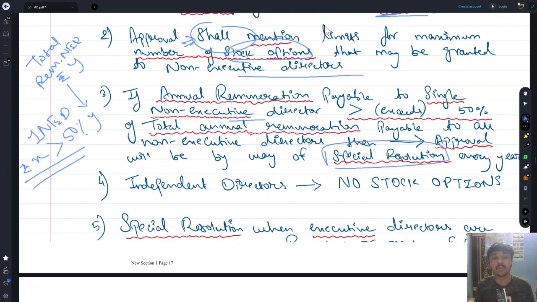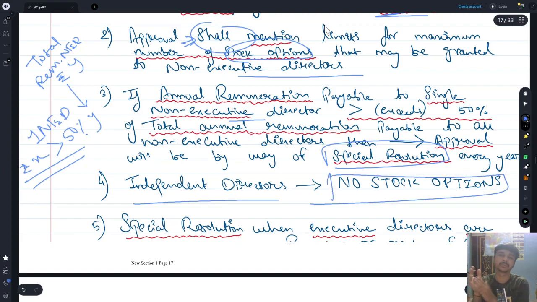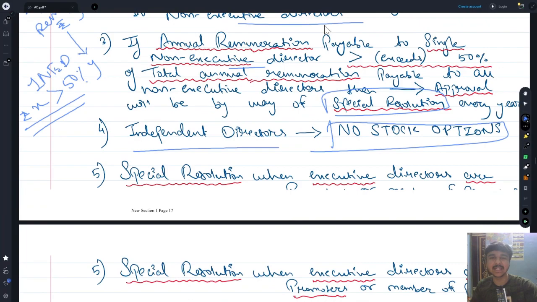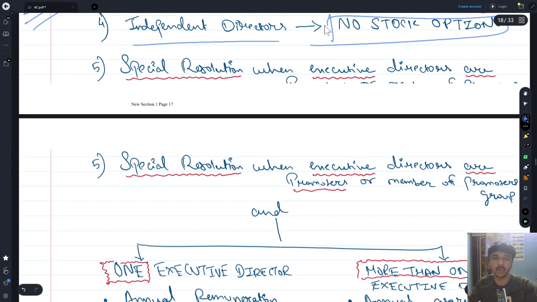Now for independent directors, there will be no stock options. Wow, new point discovered, Einstein. Everybody knows this, that we cannot grant stock options to independent directors, else they will not be independent anymore.